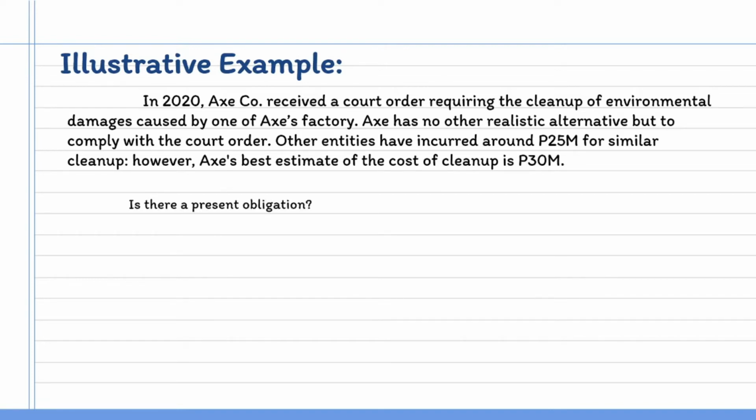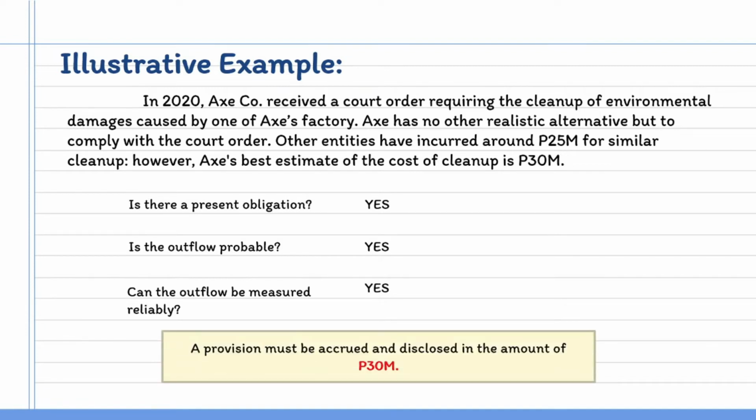Una, analyze muna natin kung i-recognize mo ba siya as a provision. Una, may present obligation ba? Yes, meron kasi nakapag-cause na siya ng environmental damages. Second, probable ba? Yes, kasi walang ibang alternative si AXCO kundi mag-comply dun sa court order. Lastly, na-estimate ba siya reliably? Yes, naka-indicate sa problem yung narrative na best estimate of 30 million. Dahil yes lahat ng sagot mo, a provision must be accrued and disclosed in the amount of 30 million or yung nakalagay na best estimate sa problem.